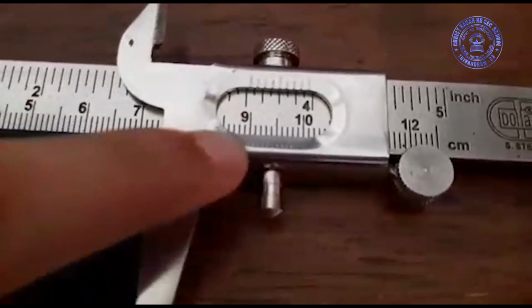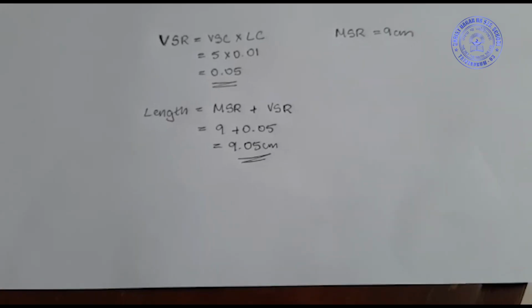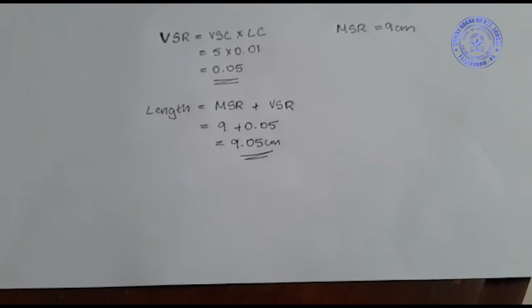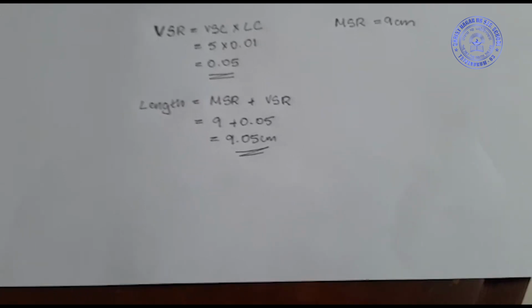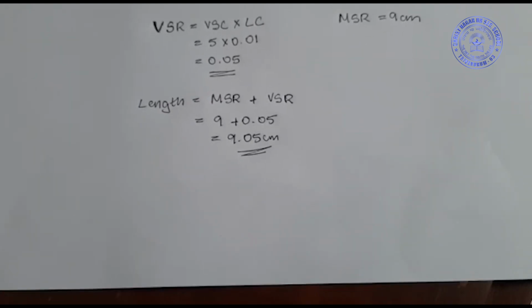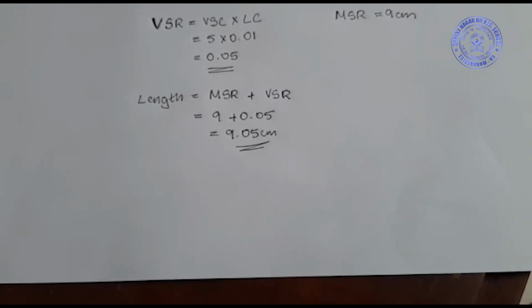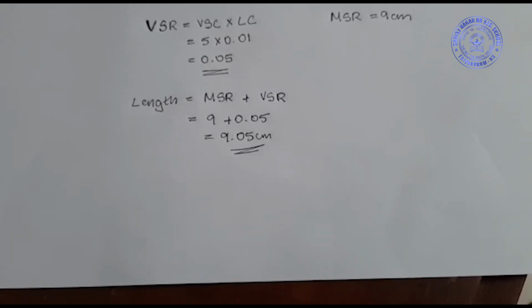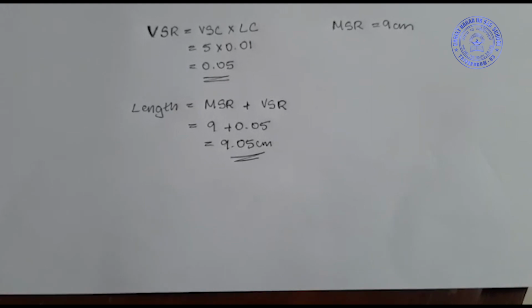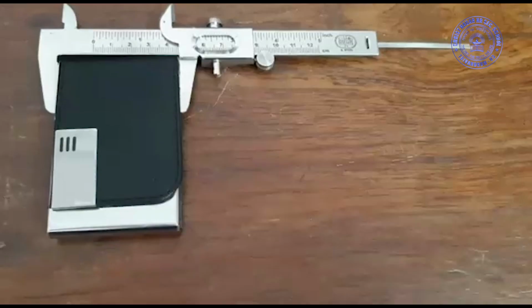So, the VSC is 5. Now, we have to find the VSR using the formula VSC into LC, which is equal to 0.05. Therefore, the length of the rectangular block is equal to MSR plus VSR, which is equal to 9.05 centimeter. The experiment is repeated 4 or 5 times, proceeding in the same way to minimize the error in the observation, and finally the mean value of length is taken to substitute in the volume formula.